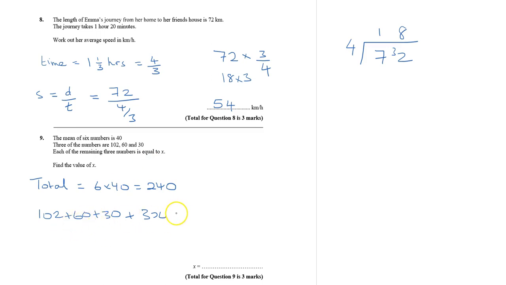Now we know that these need to add up to 240. So if I add this up together, I get 192 plus 3x is 240. So then 3x is equal to 48. So x should be 16.